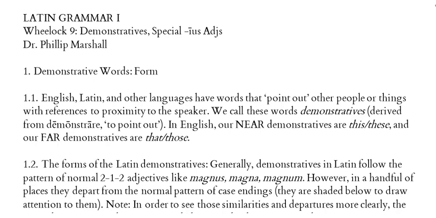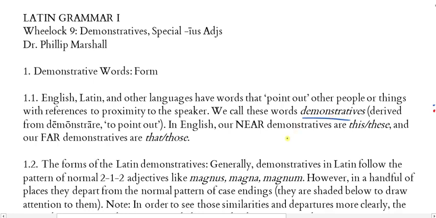First of all, we want to talk about demonstrative words and how they are formed in Latin. In English, as well as in other languages, there are words that point out other people or things, and they have reference to the proximity, the closeness to the speaker. We call these words demonstratives. That's derived from demonstrare, to point out in Latin. So these are pointing words.